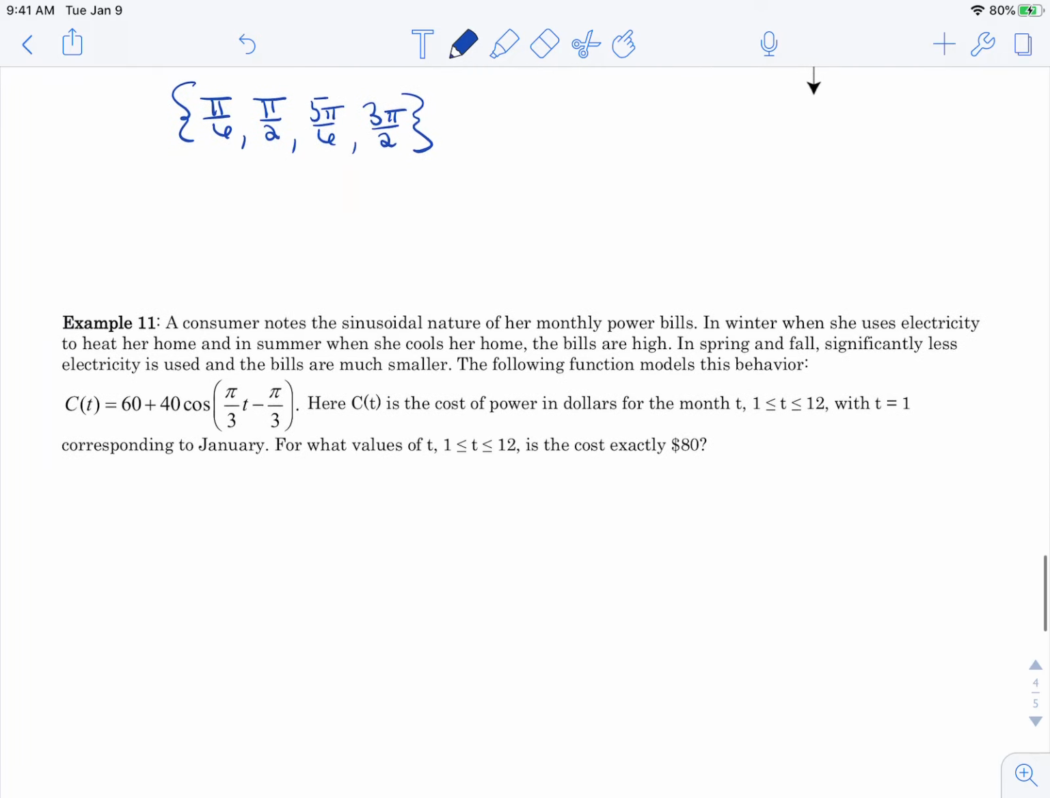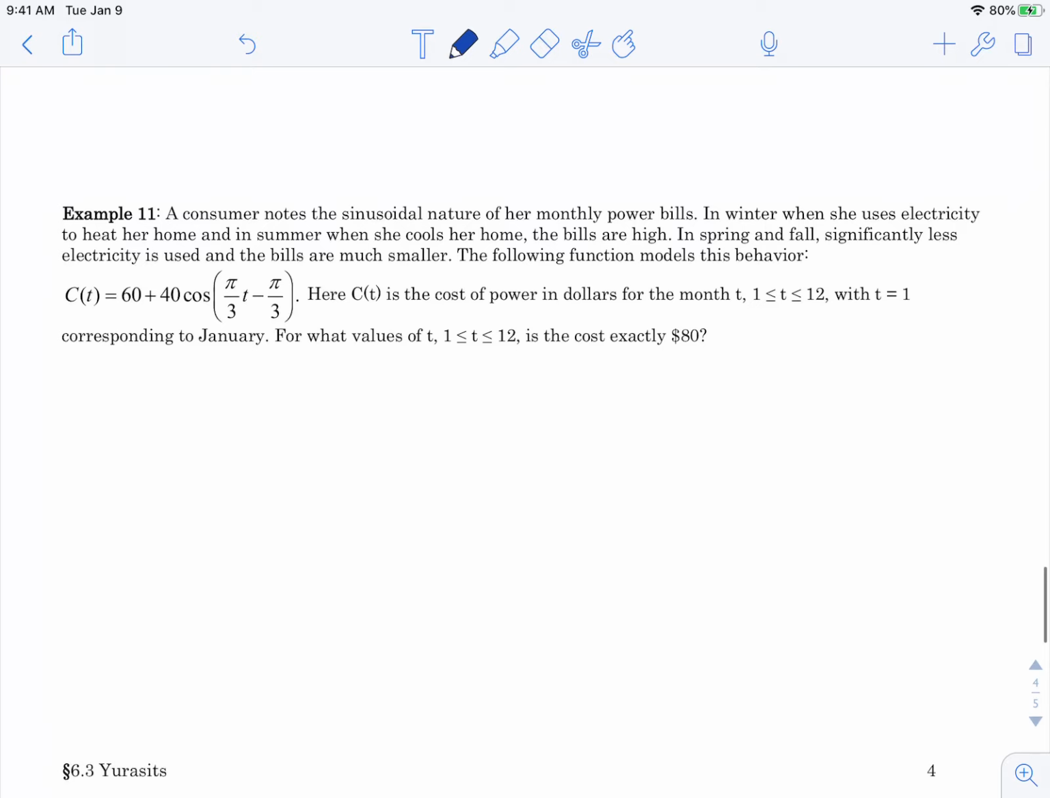Okay, let's actually do an application. A consumer notes the sinusoidal nature of her monthly power bills. In winter, when she uses electricity to heat her home, and in summer, when she cools her home, the bills are high. In spring and fall, significantly less electricity is used and the bills are much smaller. The following function models this behavior.